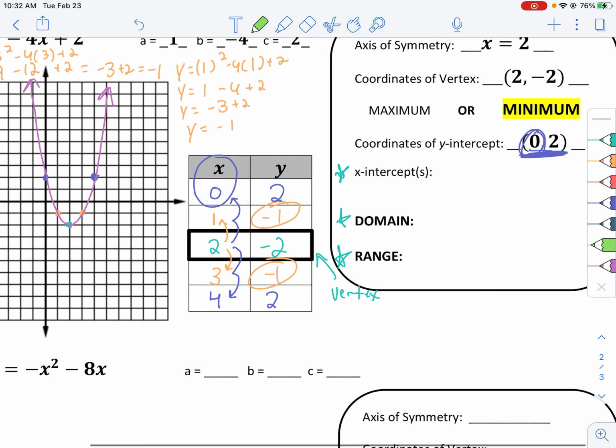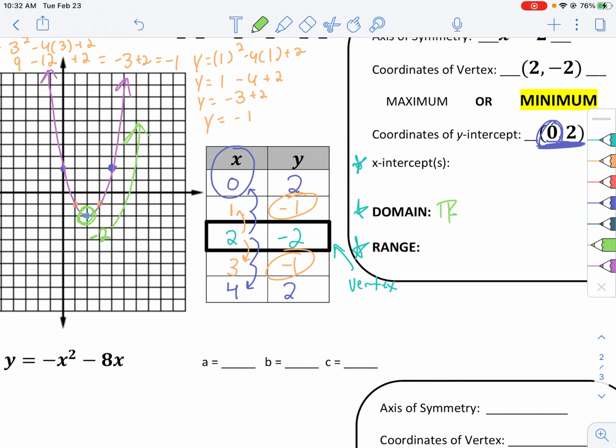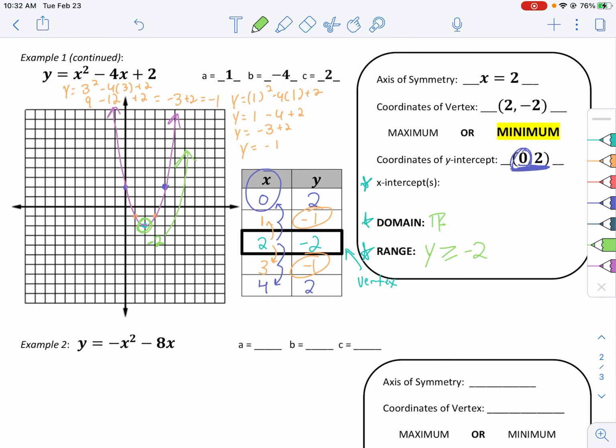So domain is always the same, all real numbers. Range is easiest to see from here, right? The lowest value that we get is this negative 2 from the vertex. So then we're growing up from there, so it means our y's have to be greater than or equal to negative 2. All right? So that's how we're going to graph in standard form. You have to find all of these things, which I get it. It's a little tough, right? But we're going to get there, okay?